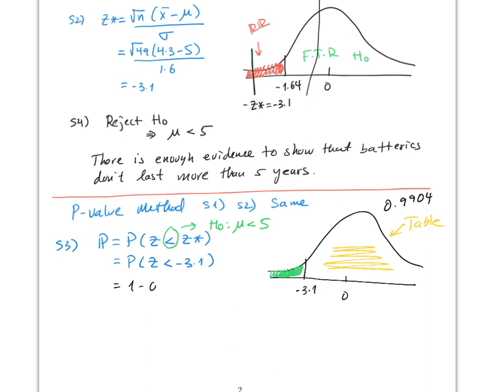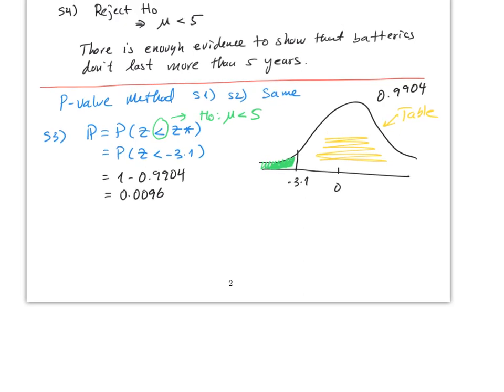So therefore, this will be 1 minus 0.9904, which is equal to 0.0096. Okay. Now, how do we use the p-value to determine whether to accept or reject? There is a rule which is in the formula sheet too. So this is the decision criterion, and you're going to use this the rest of the class.